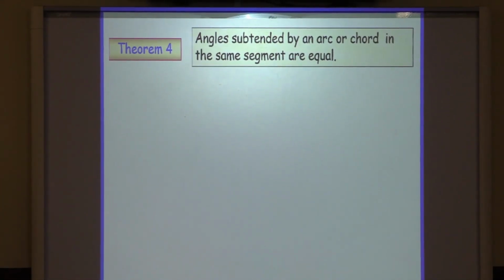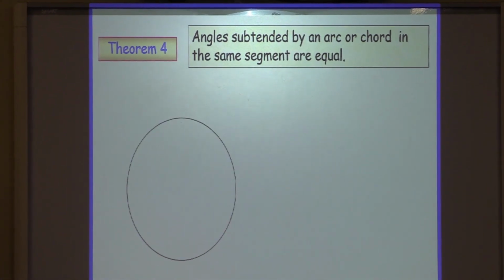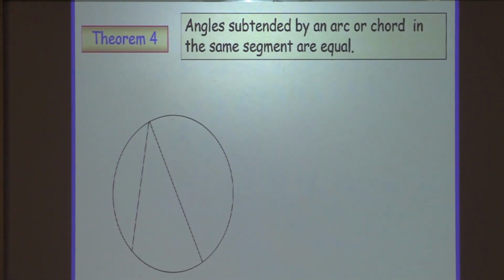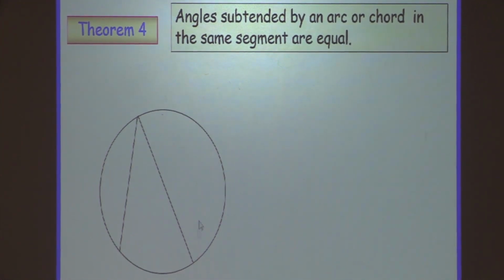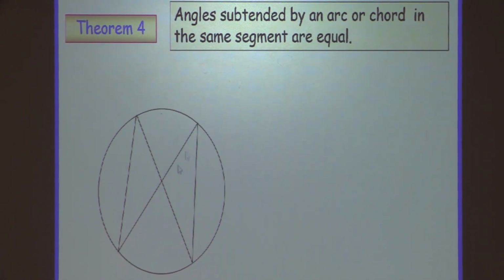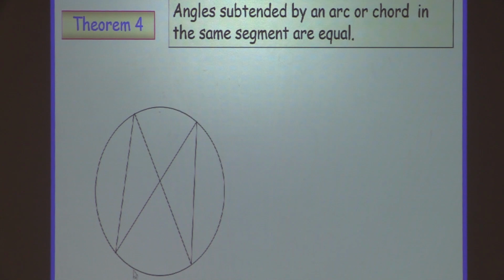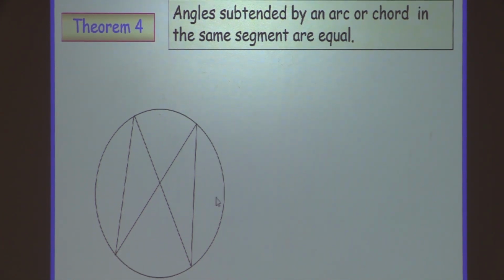Angles subtended by an arc or a chord in the same segment are equal. Let's quickly look at it. This arc subtends that angle there. The same arc subtends another angle there. Let's create the third one from the same arc. It doesn't have to be only two. I can have another one there. So all these angles are formed by this arc. We can refer to them as the same. If this is x, that will be x, and this will be x. So they are subtended by the same arc, therefore they will be equal.